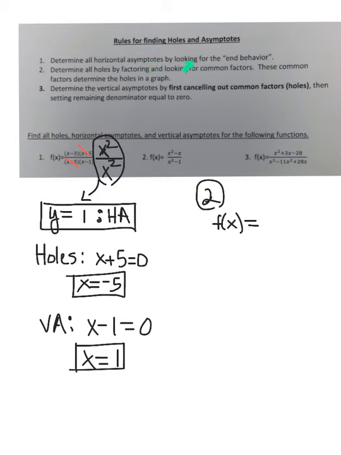It says determine all the horizontal asymptotes by looking for the end behavior. That's the highest power in the numerator, which we found here, and the highest power in the denominator. Well, look, isn't this the highest power? And isn't that the highest power? Okay, so all we have to do is we should be able to see that the highest power in that numerator is x squared, and the highest power in the denominator is x squared, so doesn't that reduce to 1? So your horizontal asymptote, I'm going to write it, squeeze it in up here, your horizontal asymptote for number 2 is, remember a horizontal line is always y equals 1.